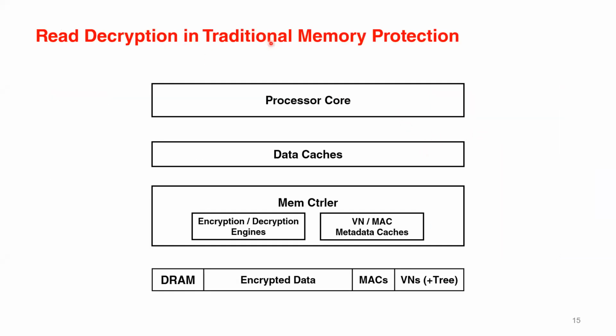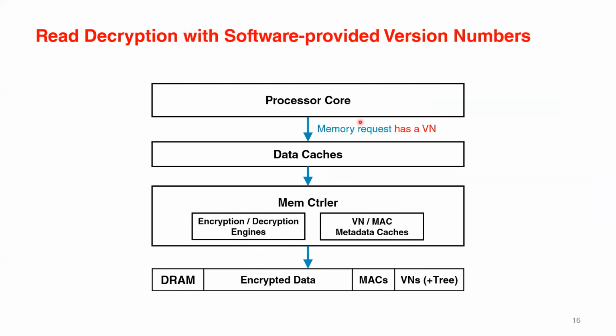In traditional protection, when the memory request is generated, the encrypted data that returns from the DRAM also has to fetch the VNs to perform the decryption. And eventually the decrypted data is sent back to the caches and the core. However, with software provided version numbers, the idea is that when a memory request is generated, the VN is attached to the memory request. And for decryption, the response will use the software provided VNs to do the decryption, not rely on the external VNs.